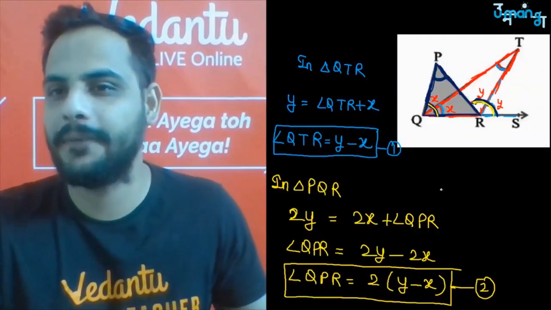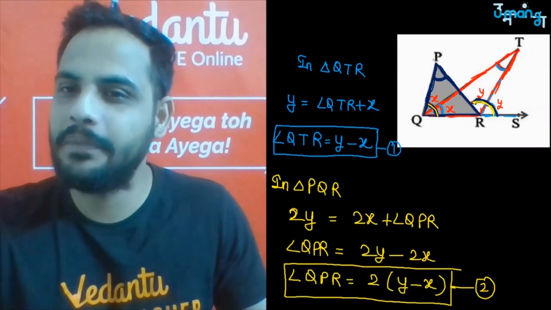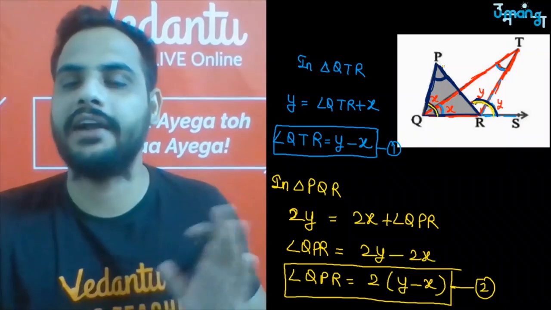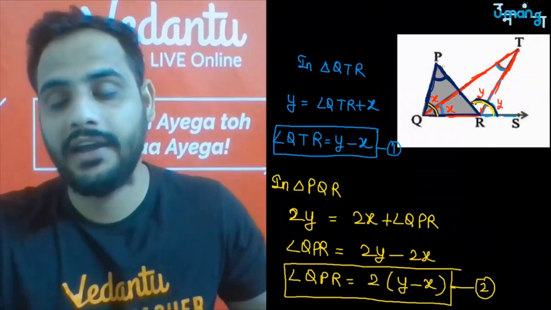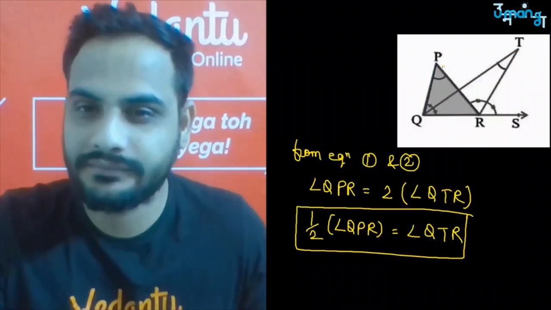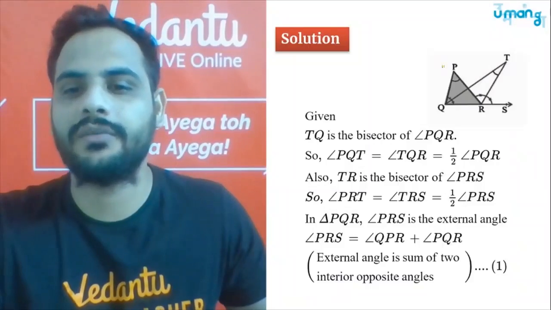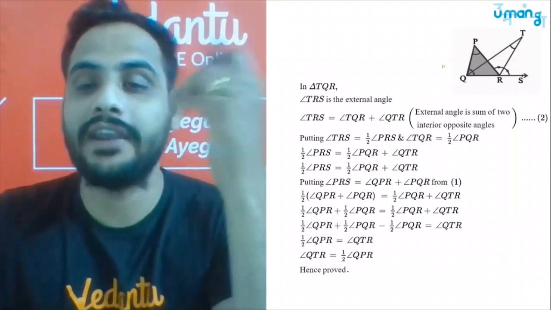See, we got it. Okay, so in these two triangles QTR and PQR, use the exterior angle theorem and you will get the answer. Very easy. Use exterior angle theorem in both the triangles and you will get your answer. You can solve this question. The question is very easy. Okay, I have taught you in a very easy method.